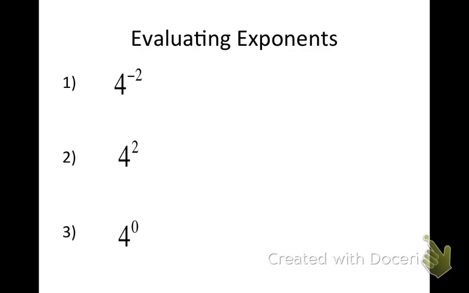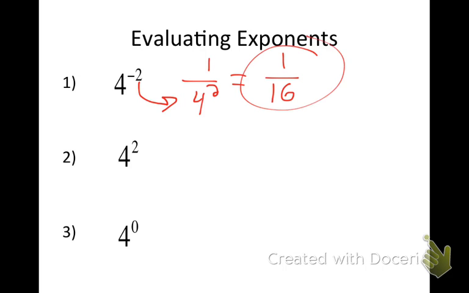I have 4 to the negative 2nd. Do I like negative exponents? No. Okay, if it's negative on top, where is it going to be positive at? So I would move it to the bottom. So I have 1 over 4 squared. What's 4 squared? 16. So my answer here is going to be 1 over 16. Boom. Negative exponent. Moves it every time.